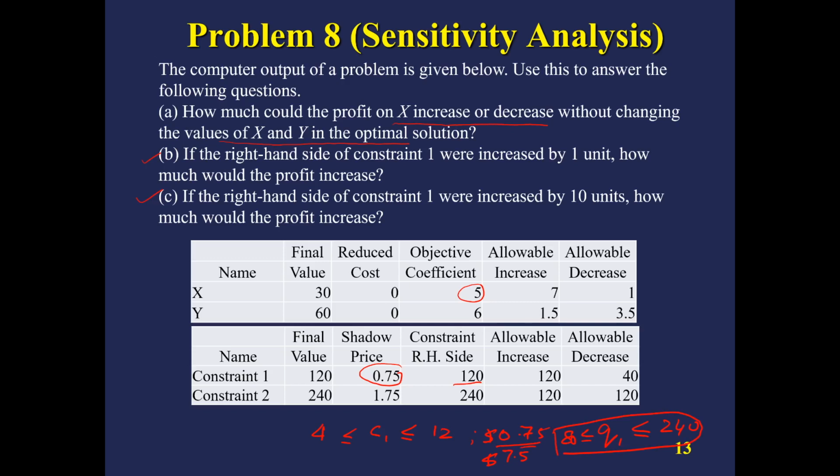If someone asks what is the value of the objective function, the optimal value, we can easily find out from here. You can say Z is equal to 5, the objective function coefficient, multiplied by the final value of x1, which is 30, plus 6 multiplied by 60, and that will give us the objective function value. So let's continue.